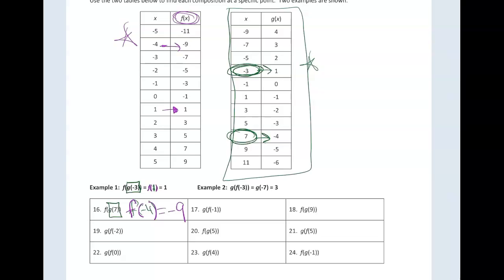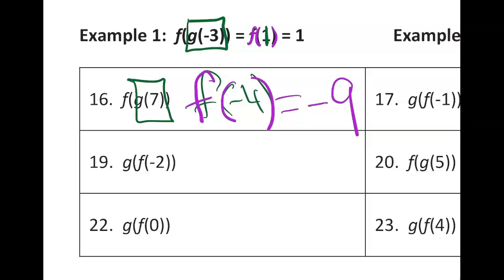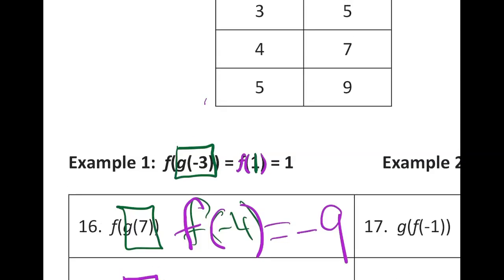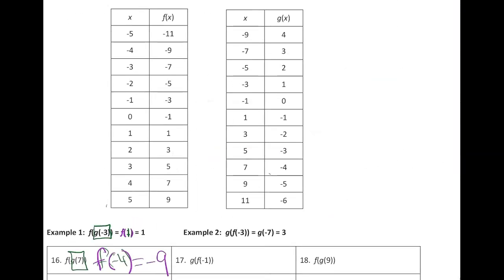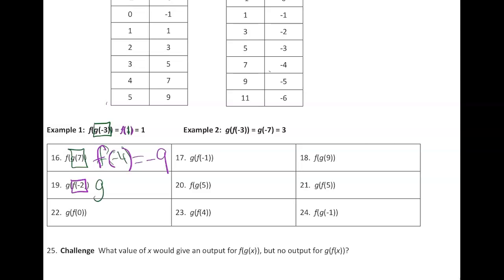So let me do one in the opposite direction. Okay. So here on number 19, I have f of -2. F of -2 means I'm going to use my first chart, the purple chart. I'm going to go to -2, and I'm going to point over to -5. So this now becomes G of -5.